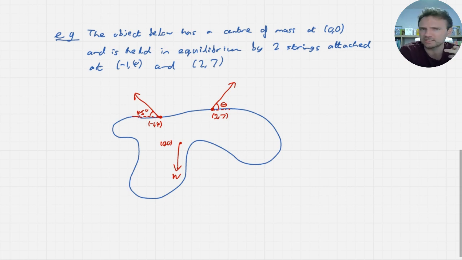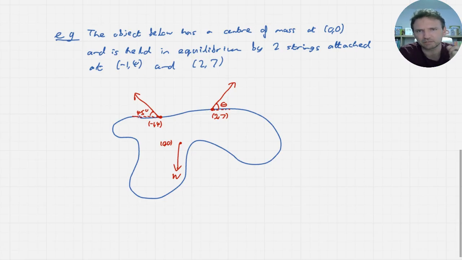Now, you could try doing this by labeling the tension in both strings, T1 and T2, and resolving horizontally and vertically and doing moments at a point. It gets really pretty horrible. If you're not sure, try it out and see what happens, but you'll see it really doesn't get very nice because you're going to have a T2 cos theta, a T2 sin theta involved. Things get really messy pretty quickly.